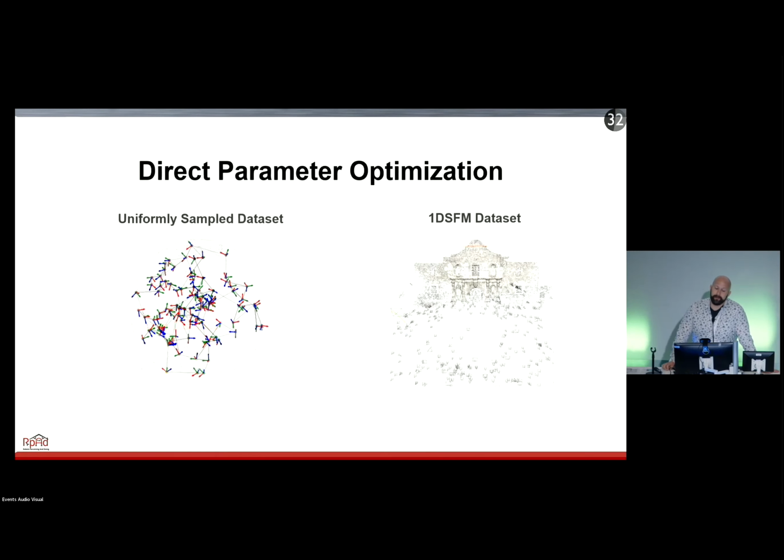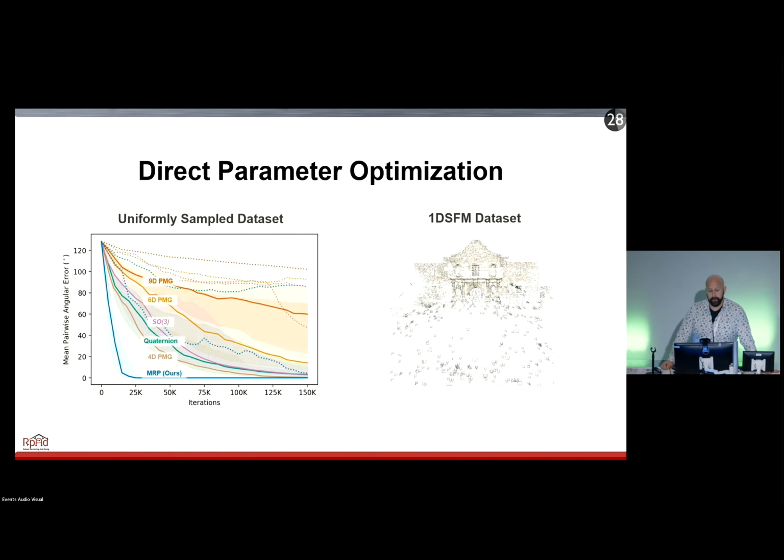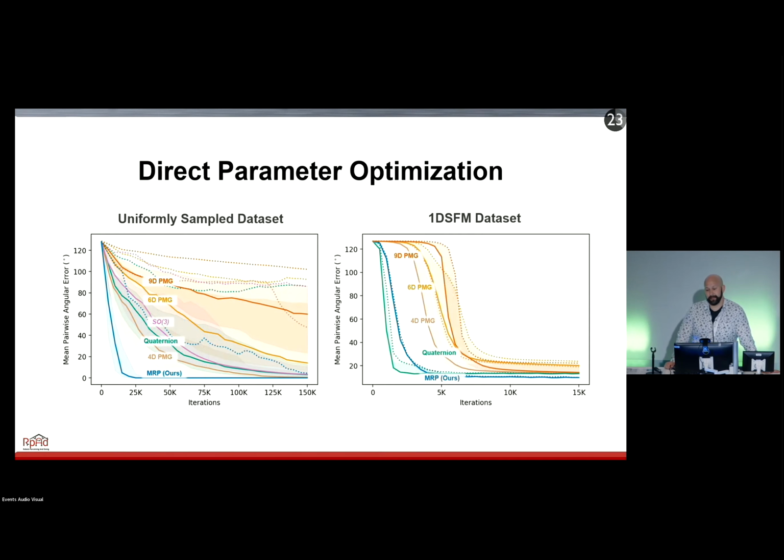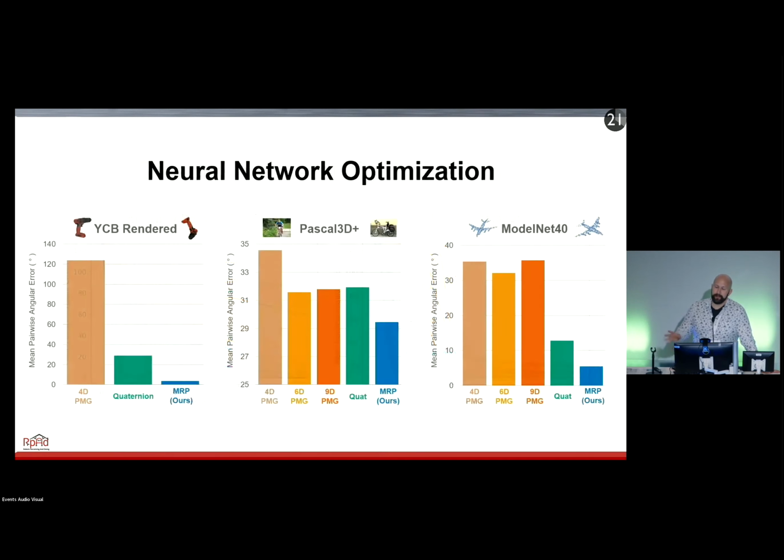We find that when you use this method for direct parameter optimization, you outperform existing rotation parameterizations in both uniformly sampled datasets and 1D SFM datasets. Additionally, we find that this work maps to neural network optimization in both rendered and real datasets.